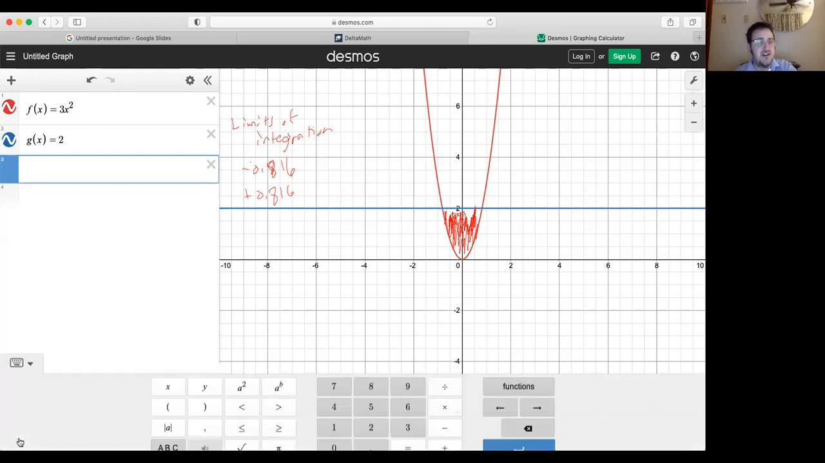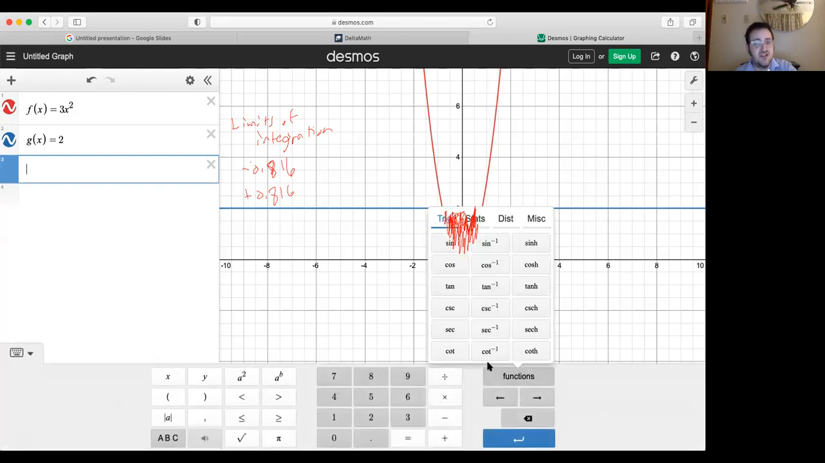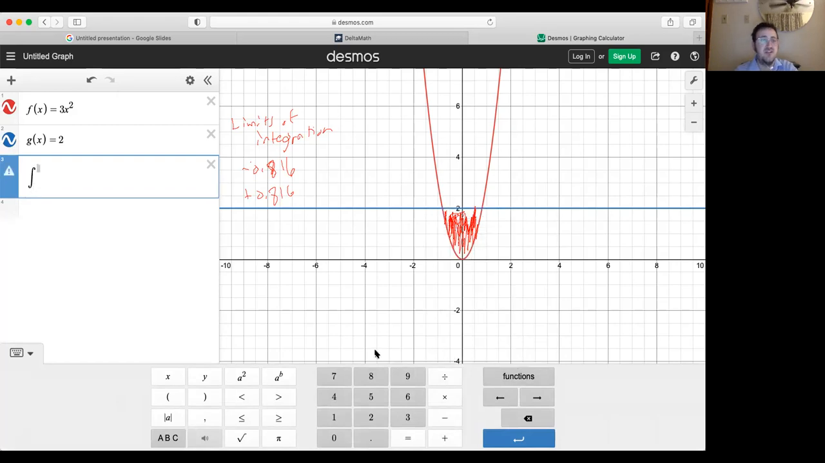There is a functions button on the keyboard here, and if you go to miscellaneous, there's actually an integral symbol. It will even guide you to putting the limits of integration in. So I put negative 0.816 and a positive 0.816 on top. And remember, this is g of x on top. So I'm going to do 2 minus 3x squared.